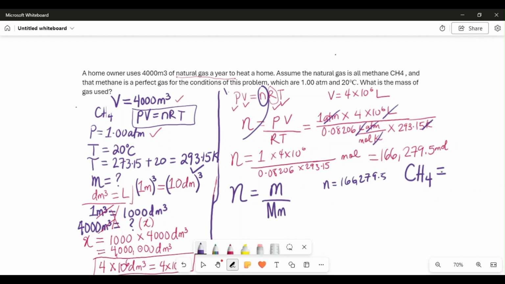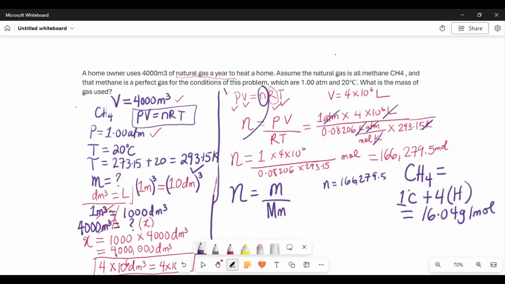We've got carbon, and we've got four hydrogens. So we have the atomic mass of carbon plus 4 times that of hydrogen. You can do that on the side notes. I'm not going to do that for you because it's just simple chemistry. Just solve for the molar mass. You're going to find the molar mass to be 16.04 gram per mole.